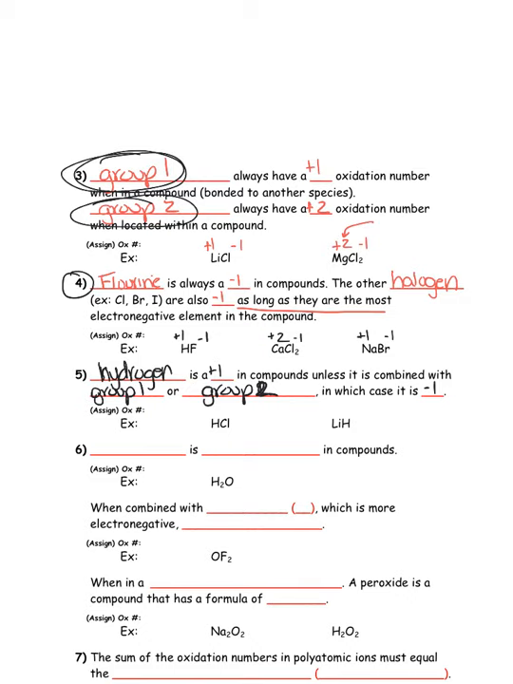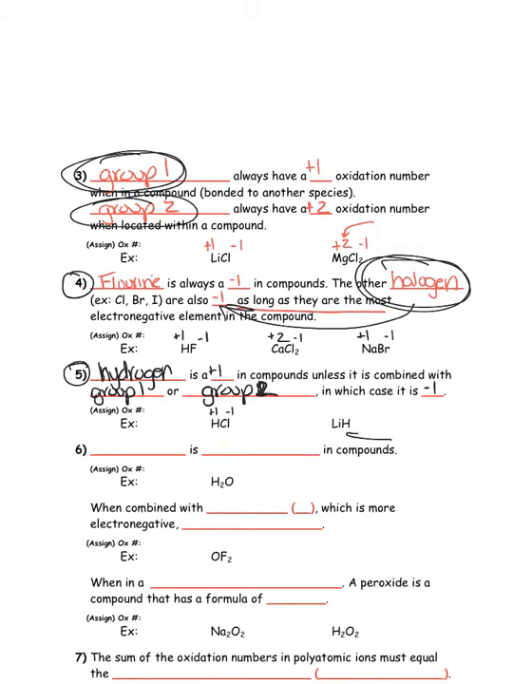Here are some examples. Hydrogen and chlorine. Hydrogen is not with a group 1 or a group 2 metal, so it's going to be a +1. Chlorine is also a halogen that we got from rule 4. Halogens are almost always -1s, so we have hydrogen, which is a +1 from rule 5, and chlorine is a -1 from rule 4, and so we have HCl.